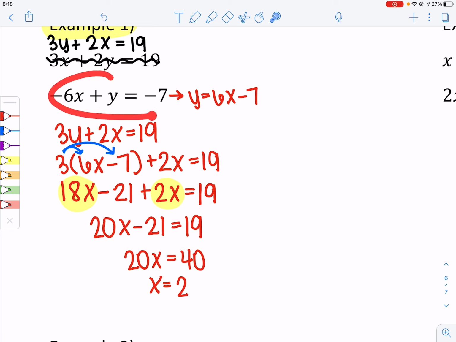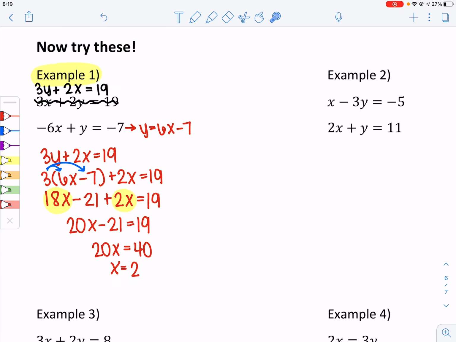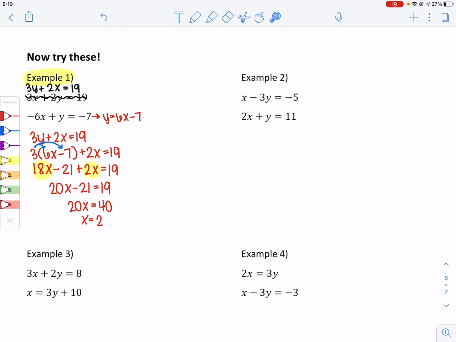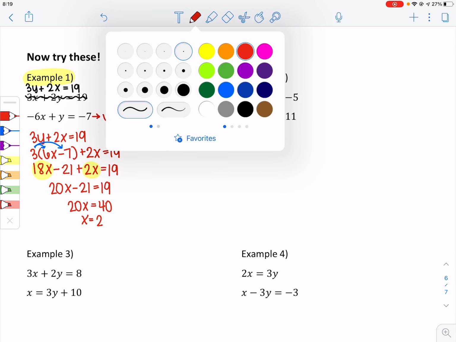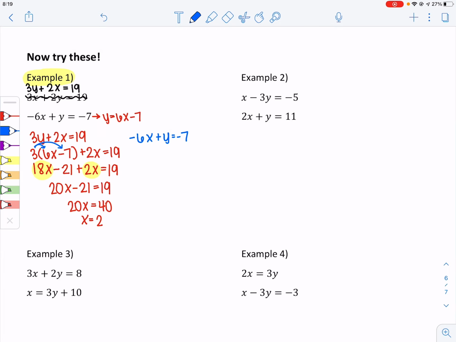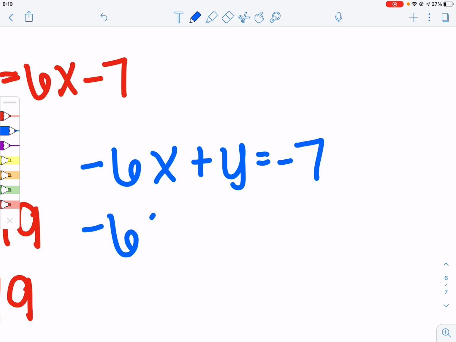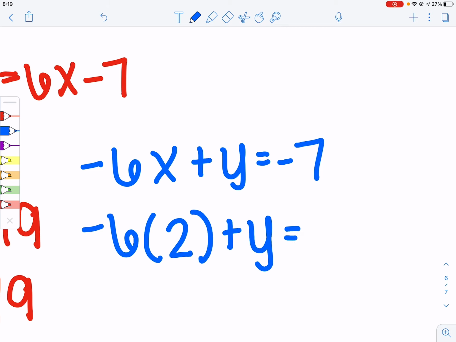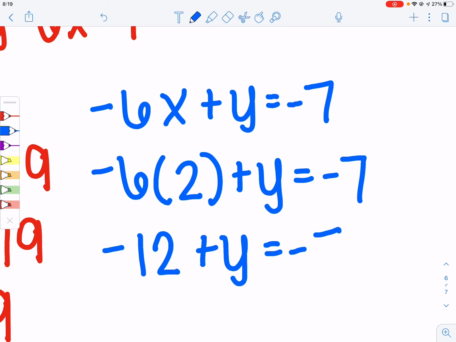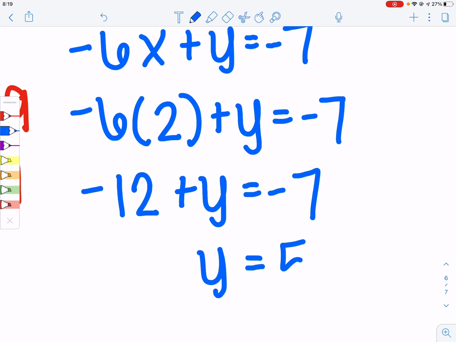Now, using this or this, figure out what is y. Okay, I'm going to use that second equation because in that second equation, the y is already by itself. I know that x is 2, so in the negative 6x plus y equals negative 7, in place of x I'm going to put 2. This is negative 12 plus y equals negative 7. Okay, and then add 12. And you'll get that y is 5.